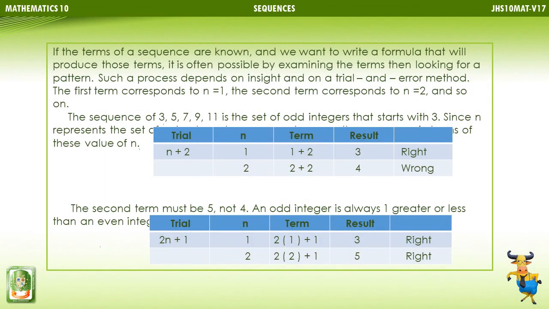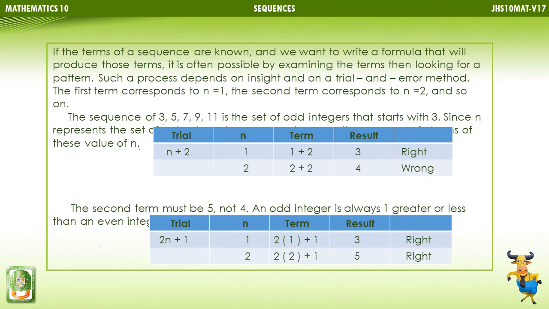If the terms of a sequence are known, and we want to write the formula that will produce those terms, it is often possible by examining the terms and looking for a pattern. Such a process depends on insight and on a trial and error method. The first term corresponds to n equals 1, the second term corresponds to n equals 2, and so on.